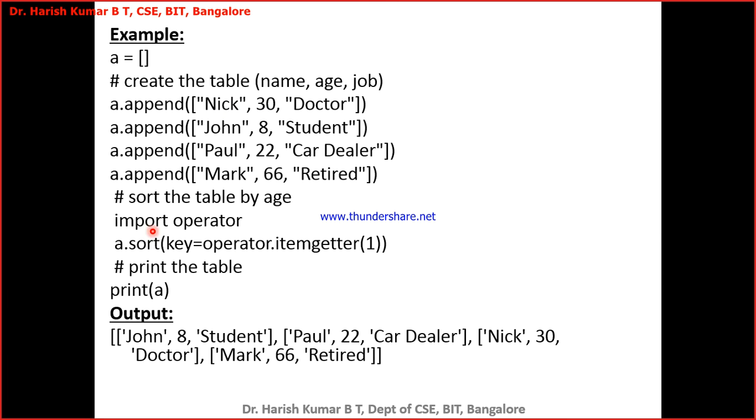Now if I just want to sort all these things based on the second value, that is age, I just give it as itemgetter of 1. So that is what the key is. Key is equal to, this is the module name operator and this is the method in it. Now if I just pass 1, since I'm invoking this sort on the list A, it will take the list A and look for the item which is present at index 1, and based on that all the items inside the list are sorted.